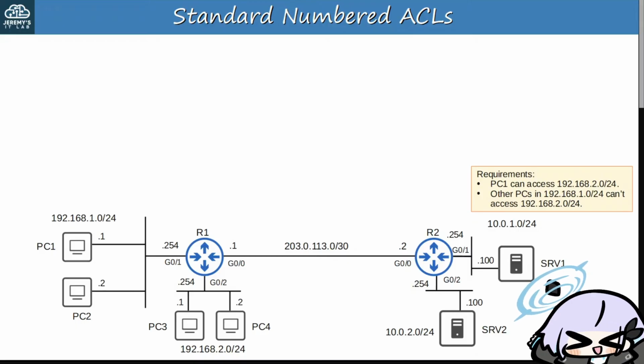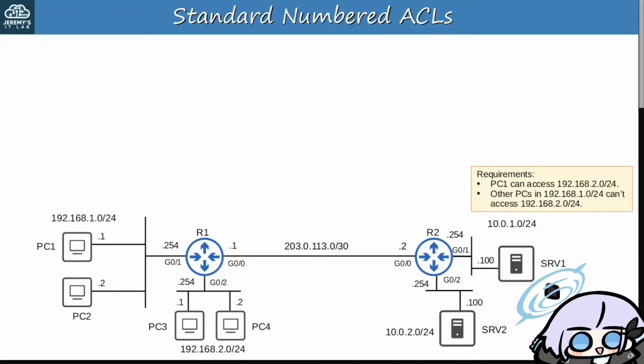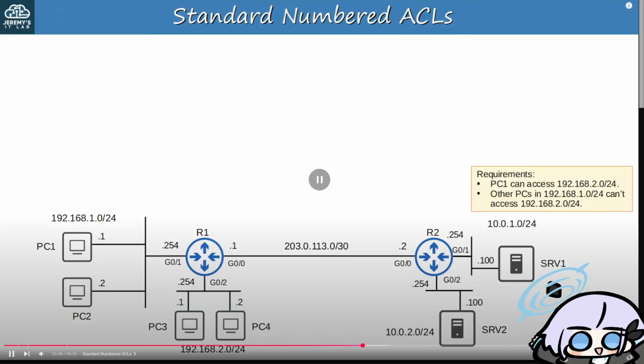PC1 should be able to access the 192.168.2.0/24 network, but other PCs in 192.168.1.0/24 shouldn't be able to access 192.168.2.0/24. So here's how I configured and applied an ACL to fulfill these requirements.